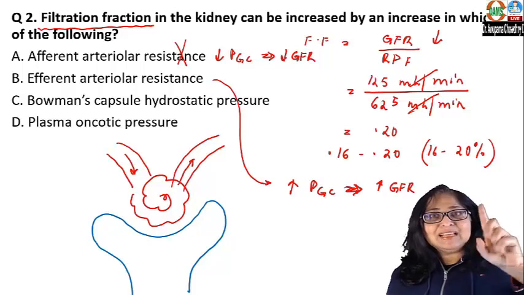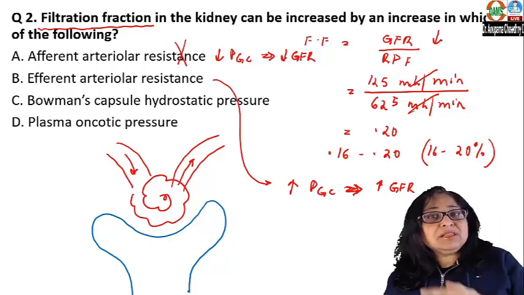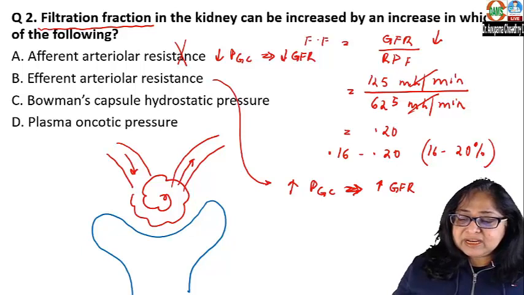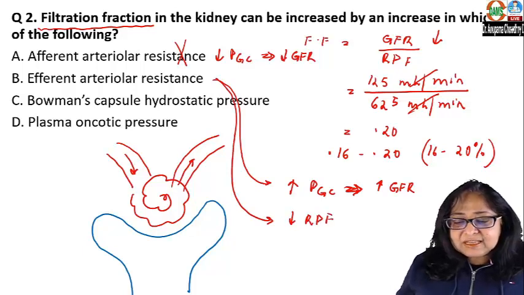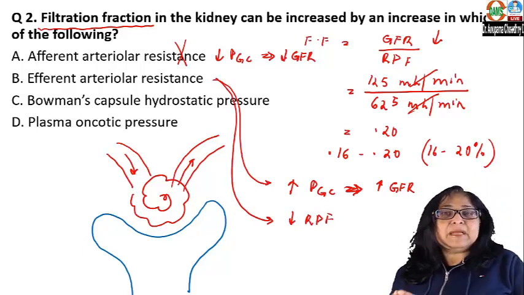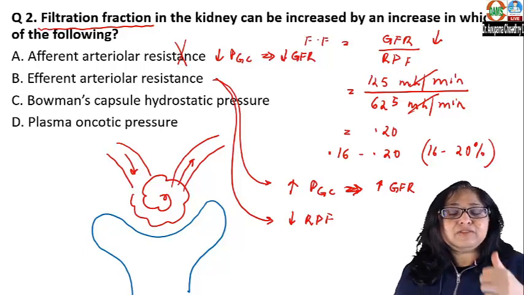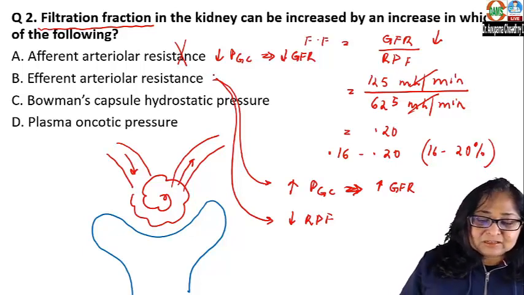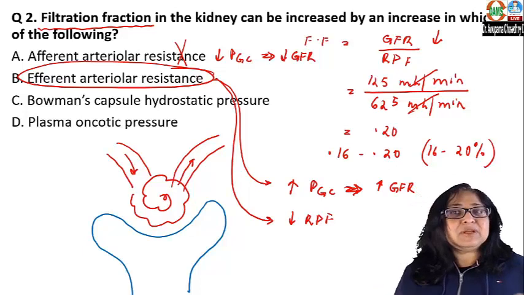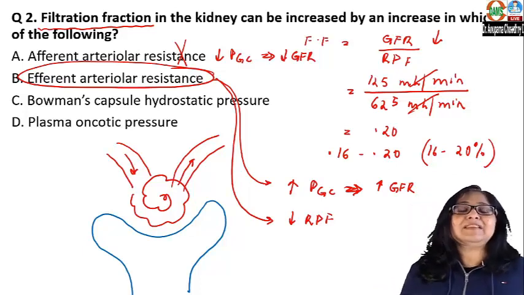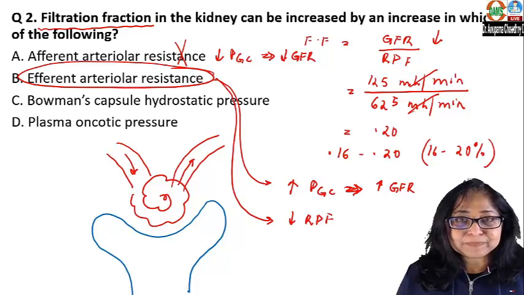Now, remember, each kidney has got 1 million nephrons. So if I cause an efferent arteriolar constriction of all these 1 million nephrons, the total renal plasma flow will decrease. So in this case, by causing an efferent arteriolar constriction, I am increasing the numerator and decreasing the denominator. In other words, the fraction will increase. So my answer to this question is efferent arteriolar resistance. I'm increasing the PGC, increasing the GFR, but at the same time reducing the total renal plasma flow, resulting in an increase in the filtration fraction.